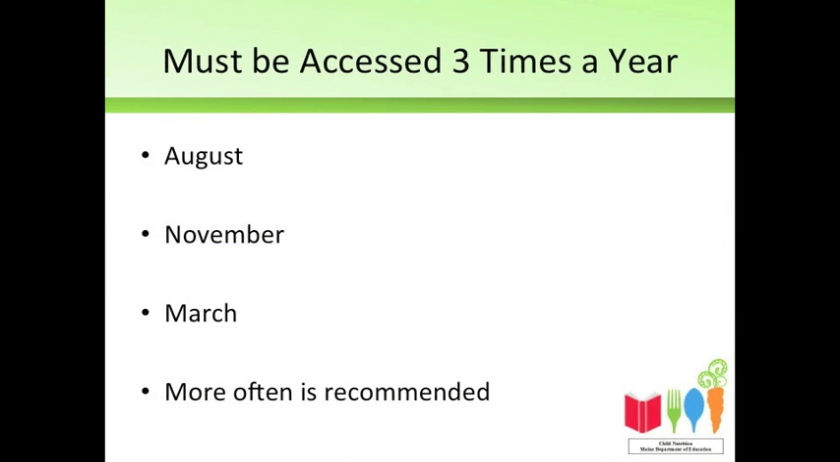The DC list must be accessed at a minimum of 3 times a year. More frequently is recommended. The 3 times a year must be spread out throughout the year, for instance, August, November, and March. More often is recommended.